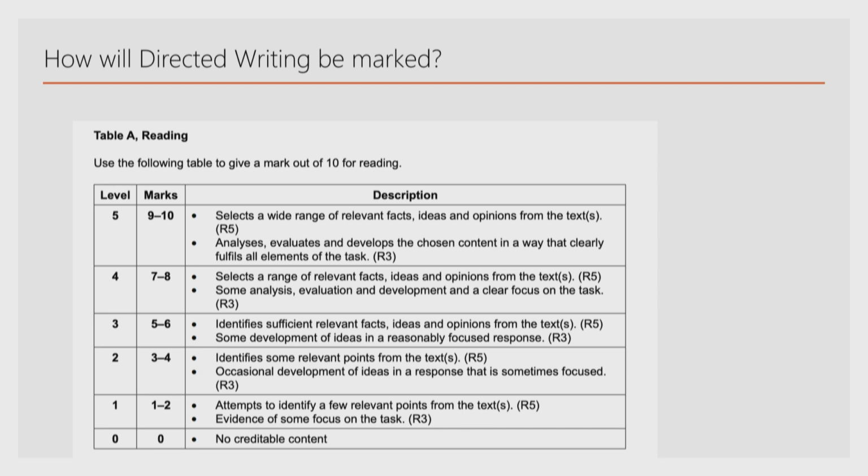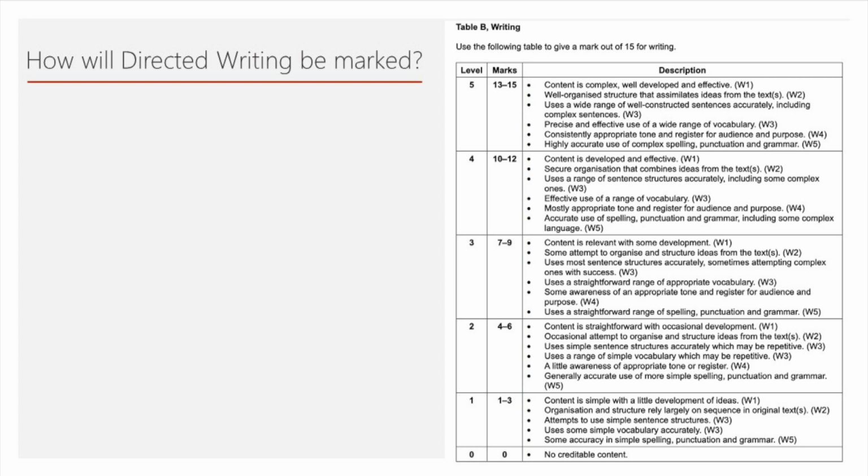Let us now look at how the directed writing task will be marked. 10 marks are given for reading, the ability to select relevant information and ideas from the text and to evaluate them. Then, up to 15 marks are available for writing. This will look at the development of the ideas, the organization of the work, the complexity of the sentence types, the use of correct tone and register for the task set, the ability to rephrase the language of the text, and the general accuracy of the English used.